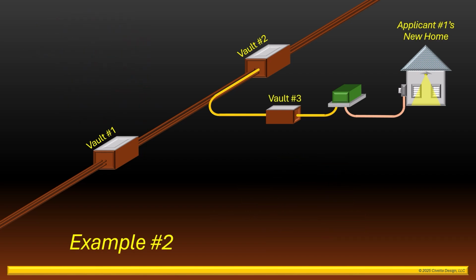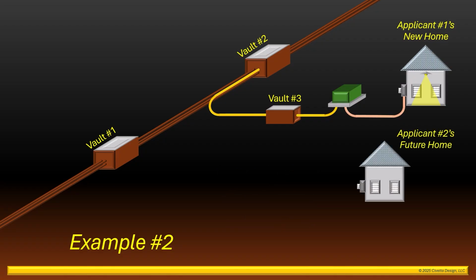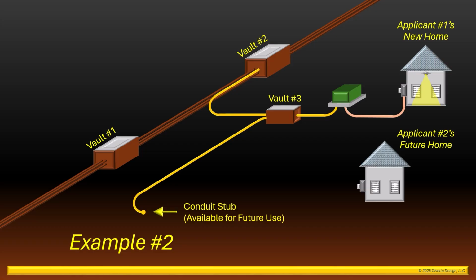You'll recall previously all the service facilities installed for applicant number 1's home were installed under Rule 16. What would change if applicant number 1 became aware of a future home that may be constructed on the empty lot next to his own? What if the applicant or perhaps the utility requested a conduit stub to be added to applicant number 1's project that could be used to provide a service to the future home on the adjacent lot? Note that a conduit stub is simply a run of conduit that is capped at the end, buried underground, and available for use should the need arise sometime in the future.